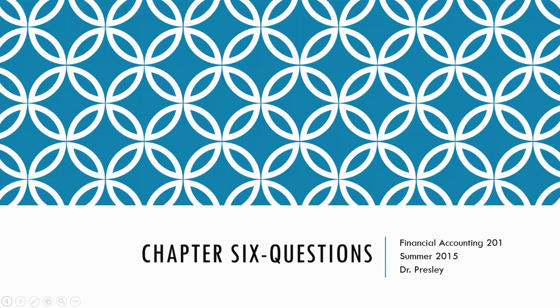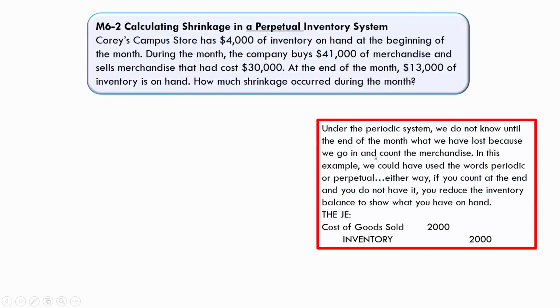Let's work through some problems on Chapter 6 related to merchandising and how to handle merchandising and inventory transactions. This is calculating shrinkage in a perpetual inventory system. We didn't really talk too much about it under a perpetual system other than to say that we can for sure come up with a number because we are updating our cost of goods sold and our inventory as we go along.